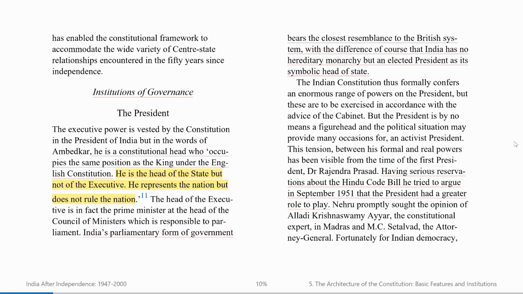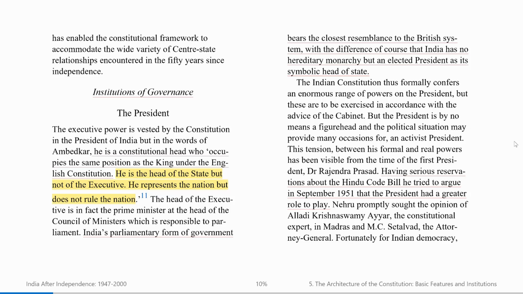Let's talk about the institutions of government now. The first is the President of India, and it is from Article 52 that the executive starts in the Indian Constitution. If you think about the President of India, he's a constitutional head, and in some ways he's just like the King of England, right? He is the head of the state, but not of the government. He represents the nation, but does not rule the nation, right?